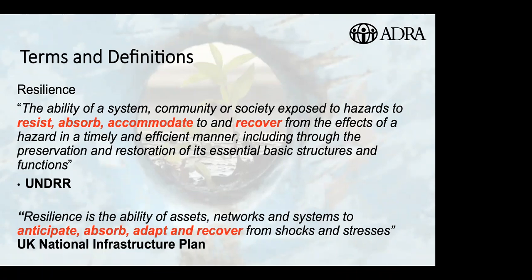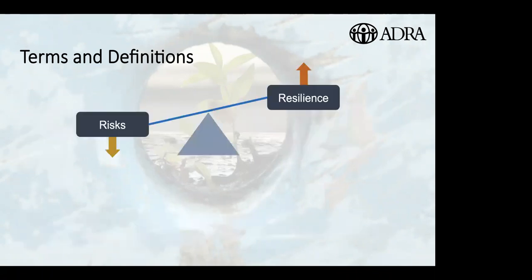And of course, the ability to even anticipate is added in the UK National Infrastructure Plan definition. Essentially, when you look at resilience, you cannot discuss resilience without discussing risk. So the lower the risk, we can say the systems are more resilient.